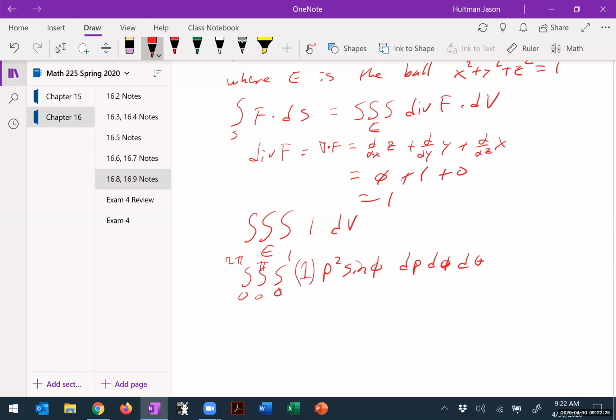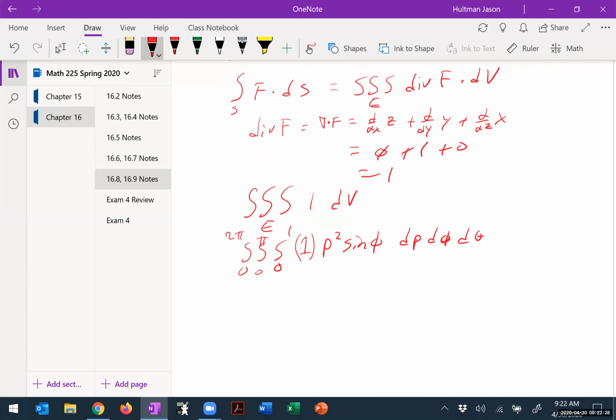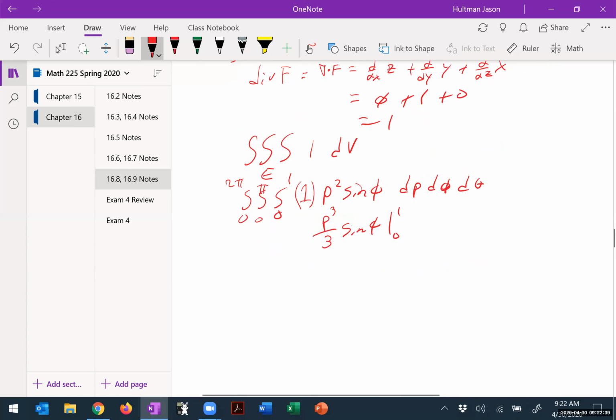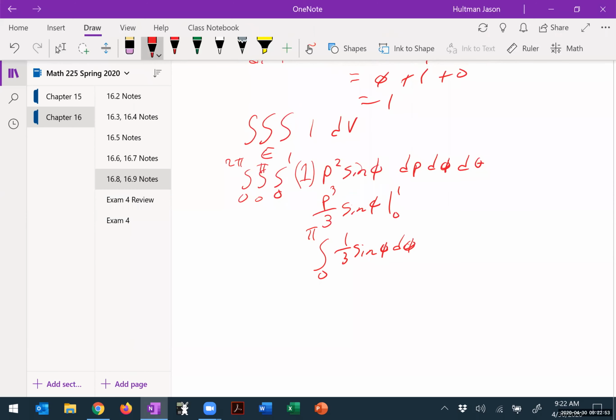Okay, so let's integrate this and see what we get. This is with respect to rho first. So this is rho cubed over 3 sine of phi, right? Evaluated from 0 to 1. So that's just going to be 1/3 sine of phi. Okay, we want to integrate this now with respect to phi from 0 to pi. So that's going to be negative 1/3 cosine phi from 0 to pi.